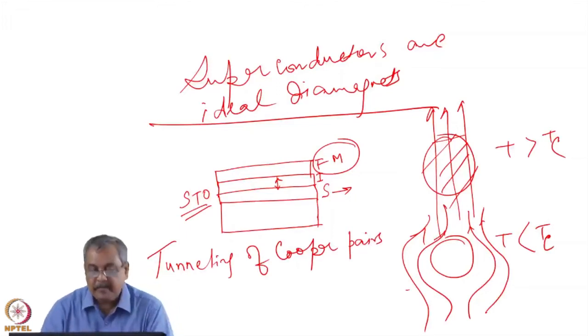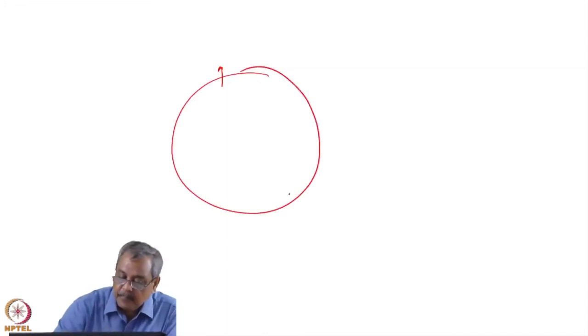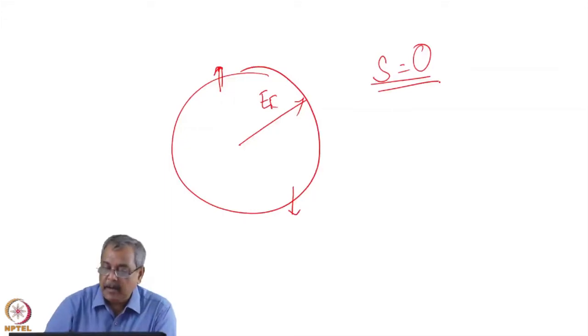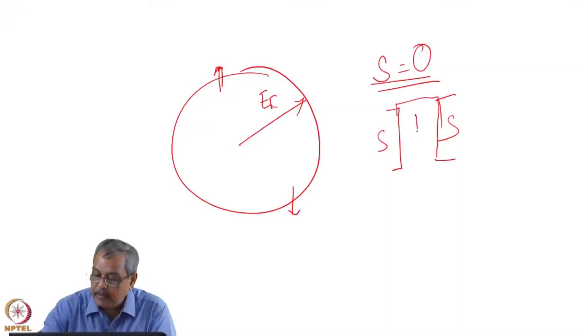Now what are Cooper pairs? In BCS theory, we know that electrons with opposite spin on the Fermi surface couple with each other. So we have a spin zero Cooper pair, and it is known that if I have a superconductor, another superconductor with an insulator in between, we can have two kinds of tunneling.